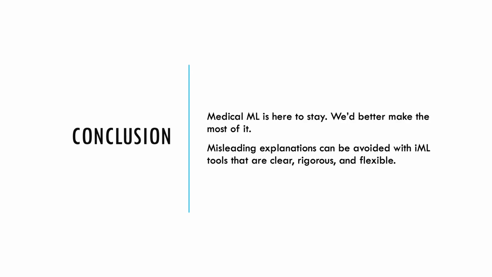So I'll just conclude with a few summary points and ideas about what the next steps in interpretable machine learning for genomics might look like. First, I think we can all agree that medical machine learning is here to stay. It's really about making the most of these tools in the future. Misleading explanations can be avoided with tools that are clear, rigorous, and flexible. Clarity is really a point about making sure we're not ambiguous with respect to our target. Rigor is a point about those statistical methods, making sure that our explanations are reliable. And flexible in the sense that they are tailored to the needs of an agent and the result of an iterative process rather than just a static deliverable.